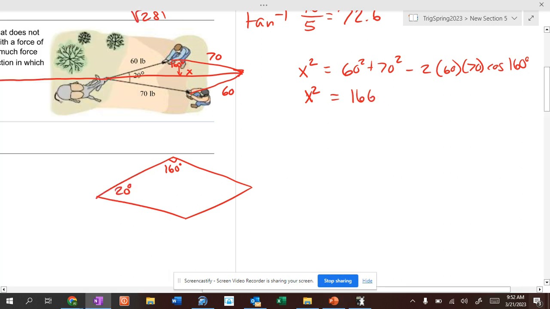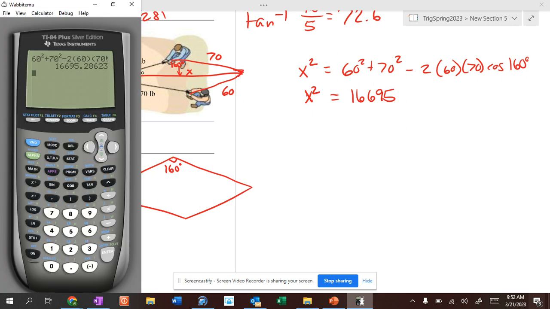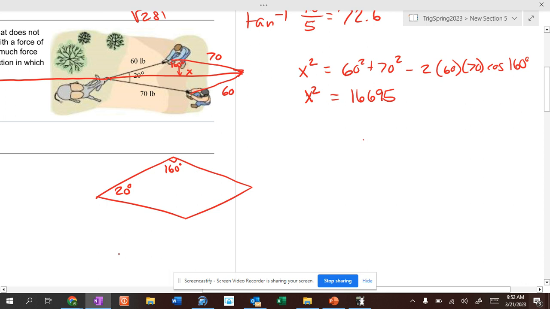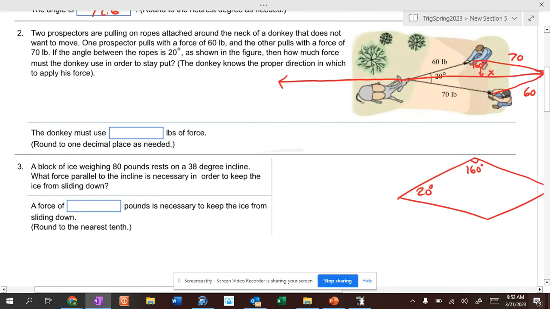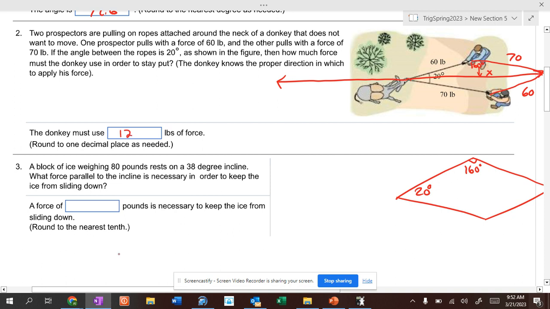Oh, very good, people. I have to take a square root of that because that's what x squared is. So if I go second square root of the answer, I get 129.2. And that's how much force they are pulling the donkey. And that's how much force the donkey is pulling back away from them.